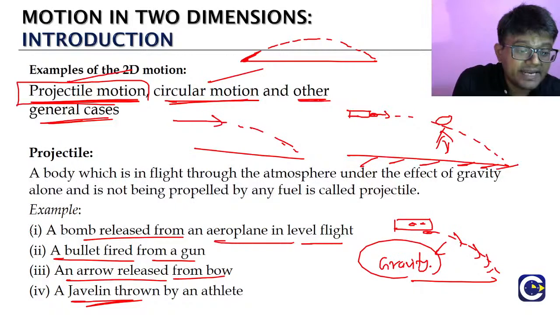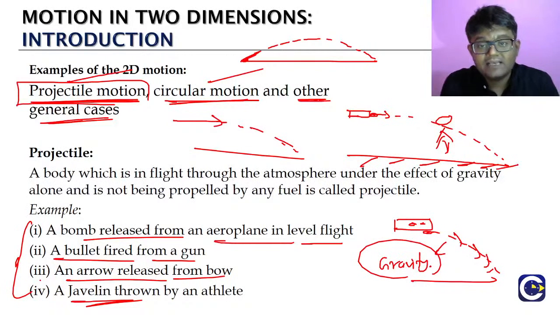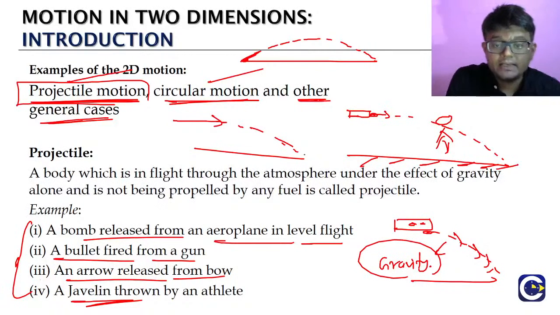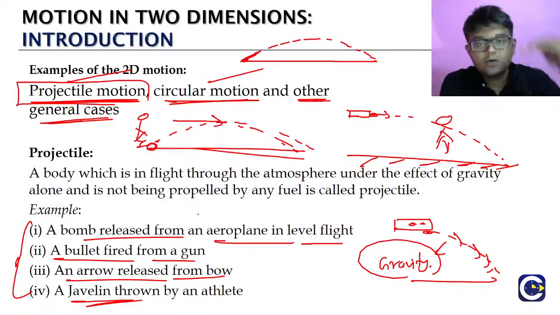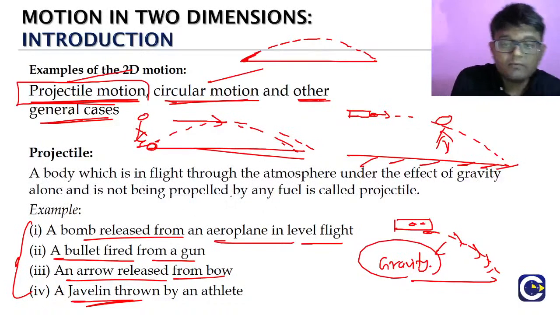So all these we can look at as examples. Even a football player kicks the football, and what you will see is that the motion is going to be like that. It will go to a height and then come and fall back down. So this is another example of projectile motion.